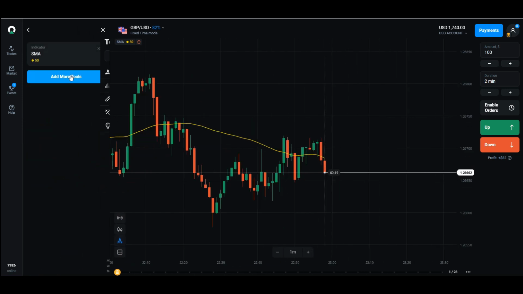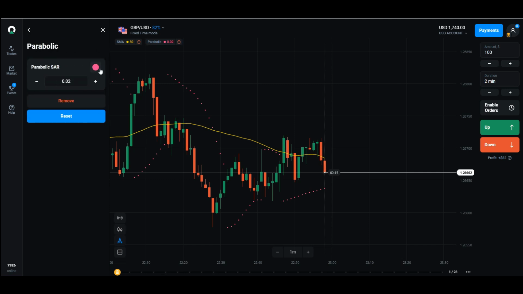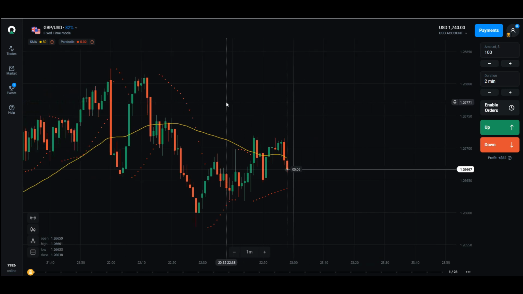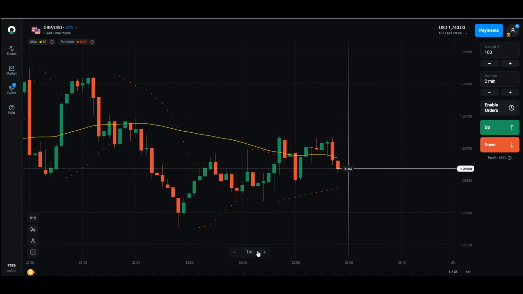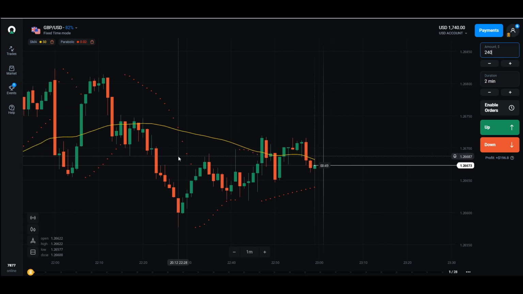The second indicator that I use is the parabolic indicator. Here I will not change the period, but I only change the color. By applying these two indicators, I can more easily identify markets that have the potential to provide greater profits in the short term. In this video, I use candles with a duration of 1 minute and a trading time of 2 minutes. As a trader, I recommend that you always pay attention to the time frame used when using this strategy, because this will affect the accuracy of the predictions made.